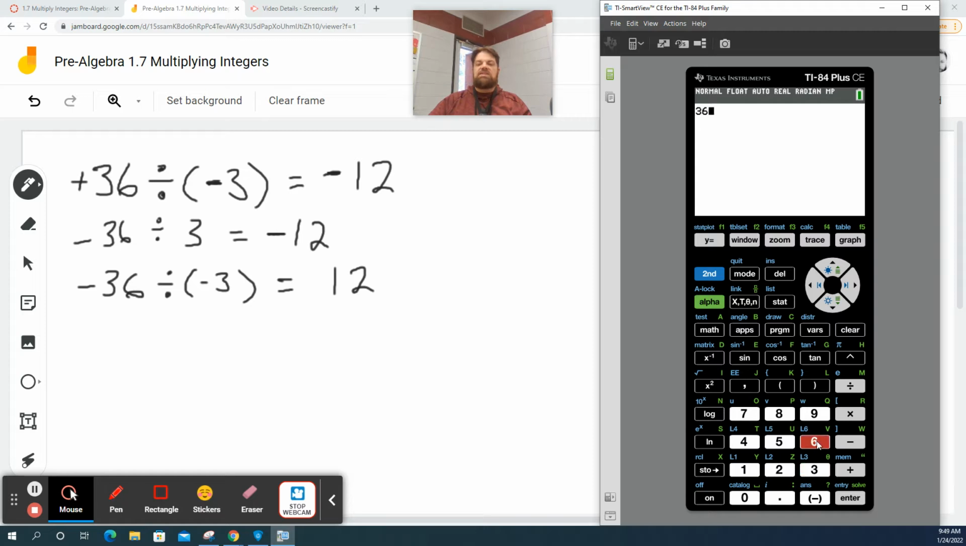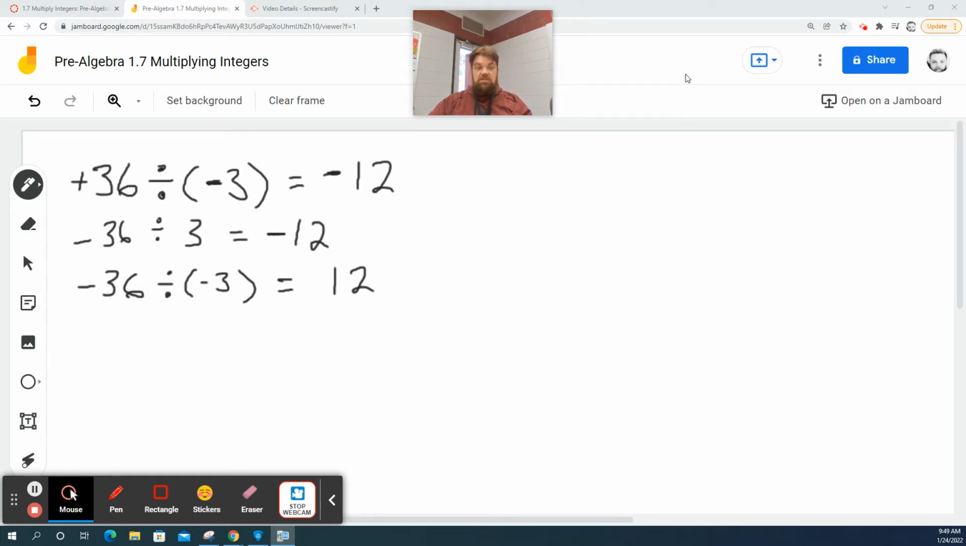I can say 36 divided by, and then in parentheses, put -3. And then close the parentheses. Notice that when I'm dividing by a negative, I didn't use the minus sign. I used this button down here. See this button down here? That's the negative symbol. When I hit enter, guess what my answer is? -12.